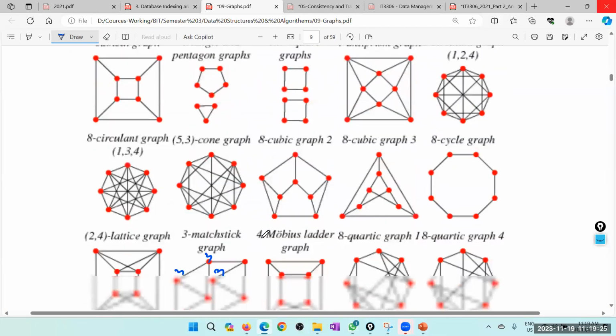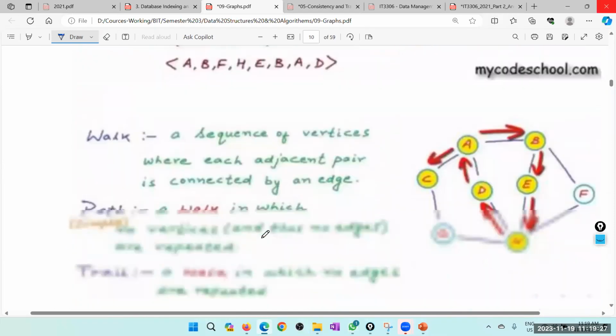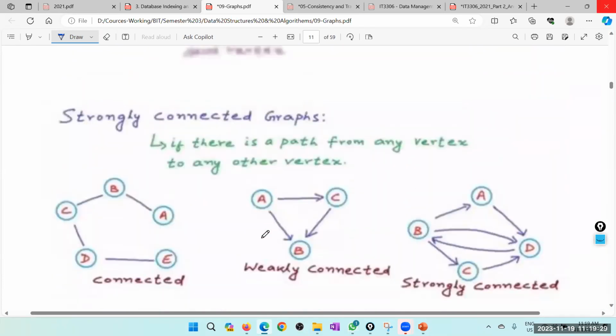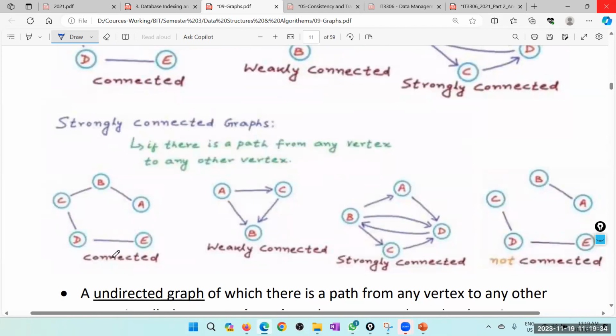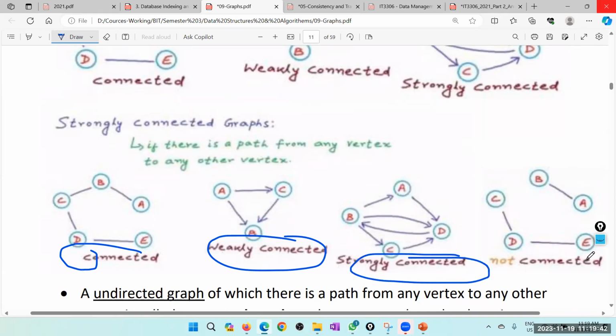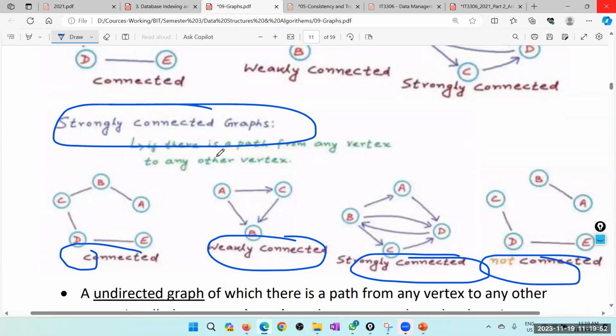This is a regular graph, right? So we have something known as a connected graph, weakly connected graph, strongly connected graph, and not connected graph. Okay. So what is a strongly connected graph? From one point or one node, there's a path to any other node. So then we say strongly connected graph.